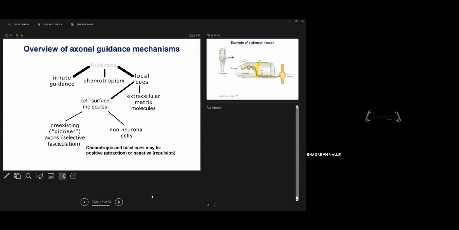So if I summarize all the axon guidance mechanisms, guidance can be innate guidance. Innate guidance means it's already there, and the axon knows that it will go to this place. That is predetermined, the fate is determined. That is called innate guidance. Or guidance can be through the extracellular matrix cues, or sometimes one neuron can guide another neuron to target a different region. This is through the pioneering neuron that I talked about before.